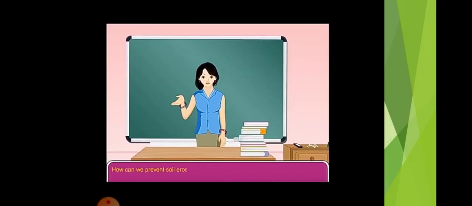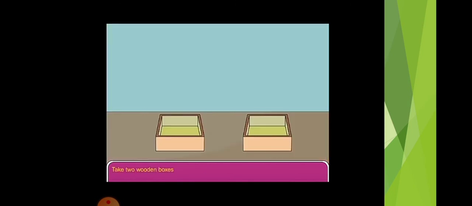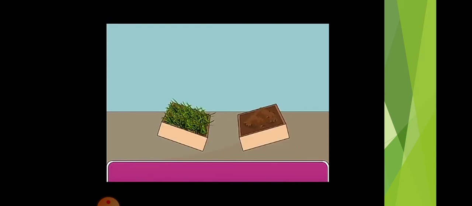How can we prevent soil erosion? Let us perform one more activity. Take 2 wooden boxes. Fill both of them with equal amount of soil. In one box, fix some plants like grass with roots. Tilt both the boxes. Now pour equal amount of water in both the boxes. Note what happens. You will see that only water comes out from the box in which plants are fixed. From the box in which plants are not fixed, some soil along with water is drained out.